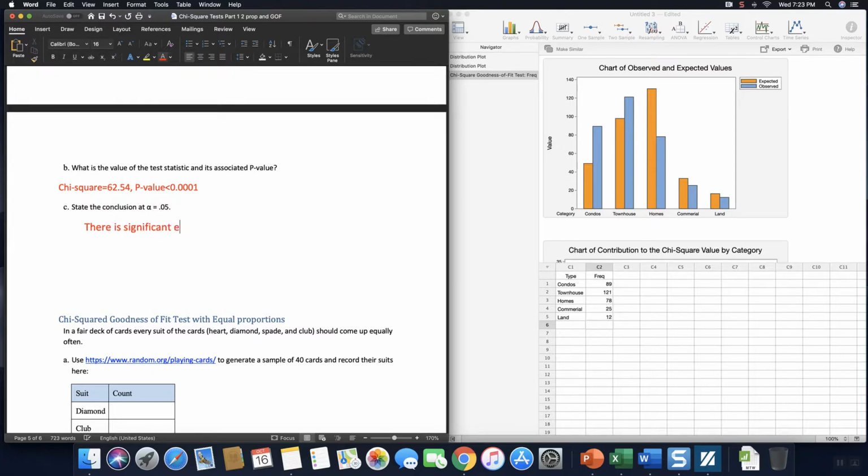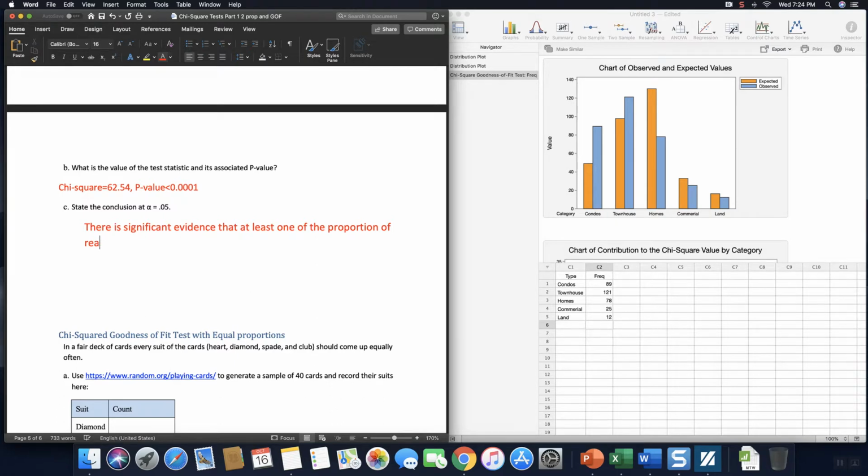So in particular, there is significant evidence that the real estate sales no longer match the historical proportions, that's what I'm trying to say. At least one of the proportions of real estate sales differs from the historical values.